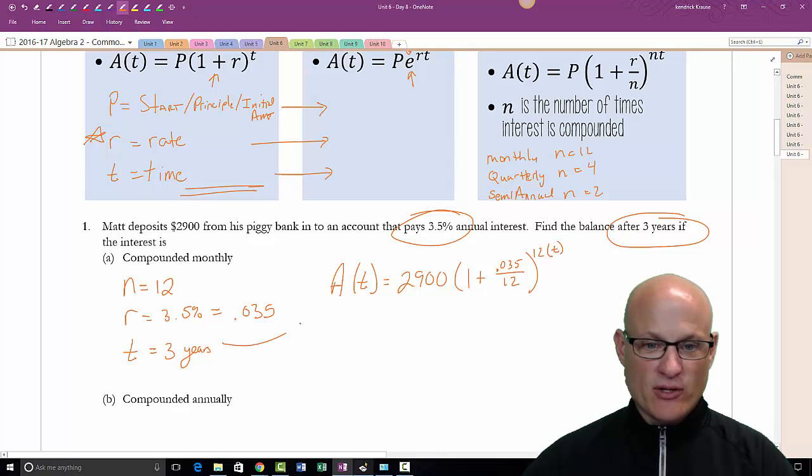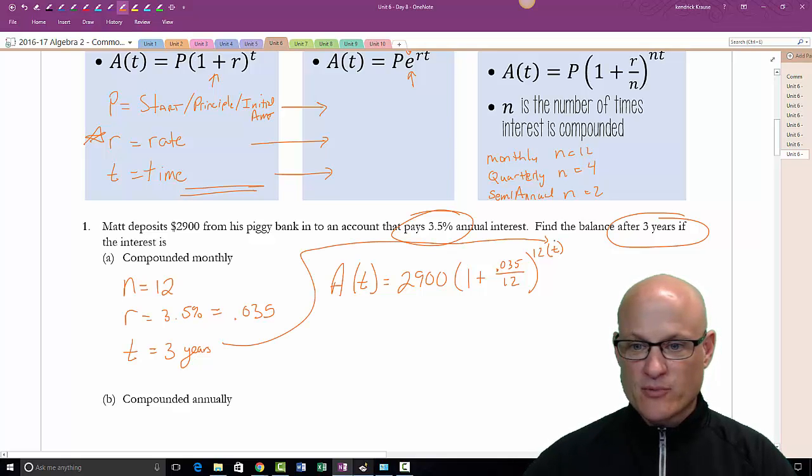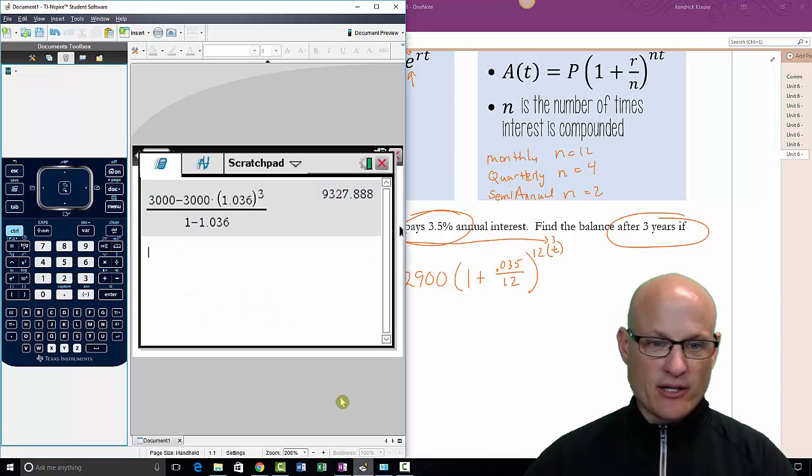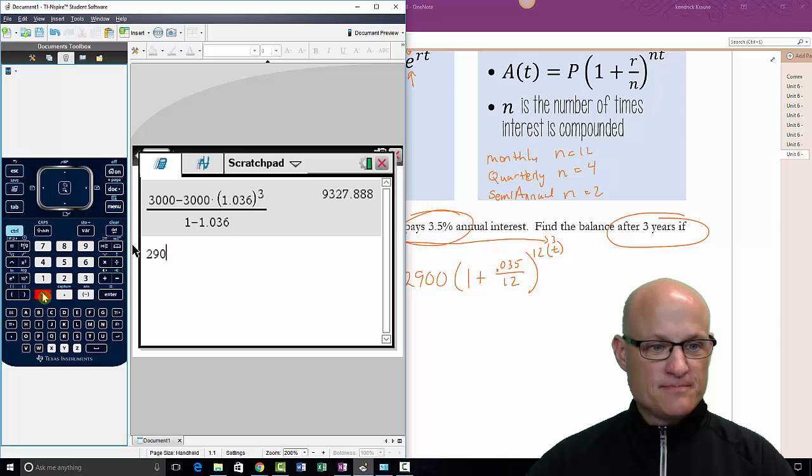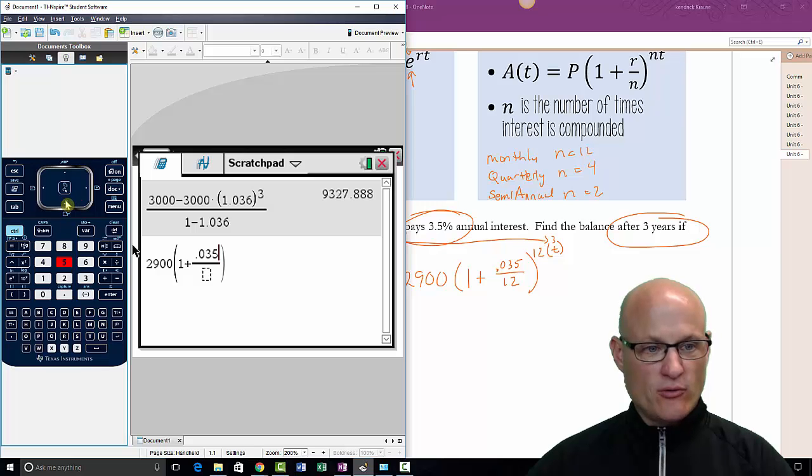And then what's going in for t? 3. So I can just put that in. And we'll use our calculator. All right, so 2,900, parentheses, 1 plus control division, 0.035 over 12, all raised to the 12 times 3.